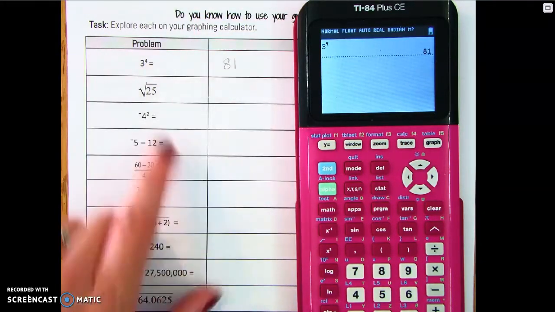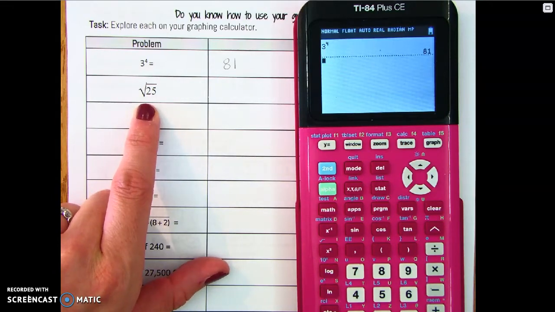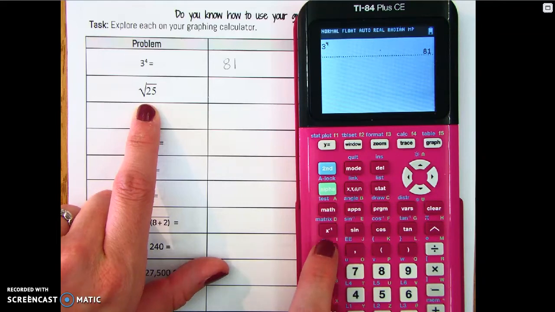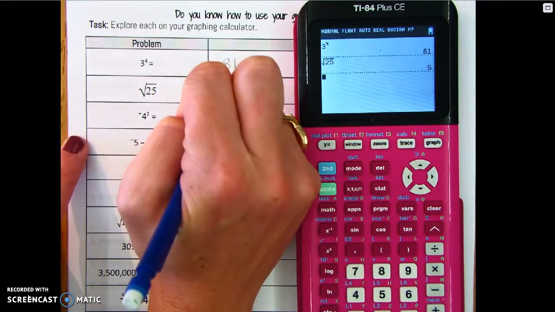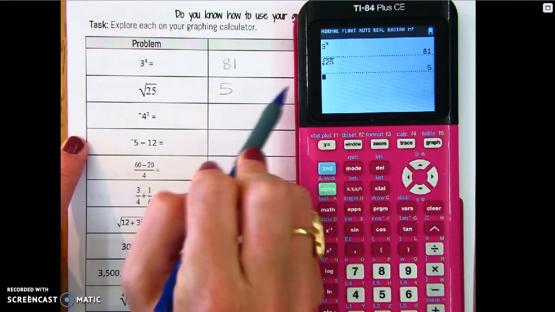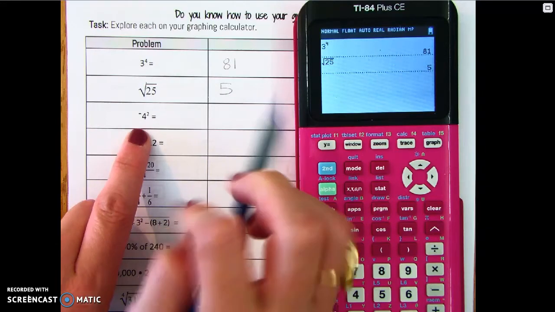I would take any notes you need to take about how to do these off to the side here. Square root of 25, we're going to press the second button, and then this x squared button, notice in blue it has the square root symbol. Type in 25, square root of 25 is 5.